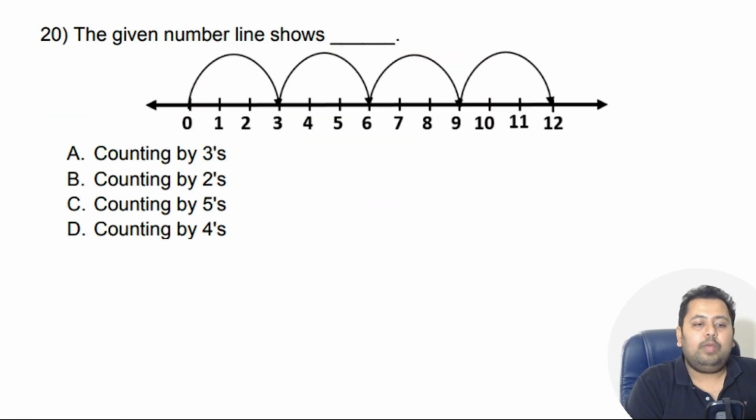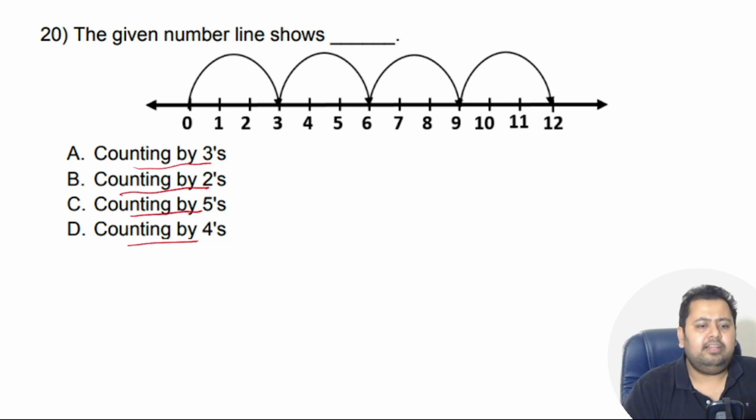Now we move to question number 20. The given number line shows dash, right? So there is some number line that you can see. Is it counting by threes, twos, fives, or fours? That is what you have to find out. Do take some time, solve it, and we meet on the other side.